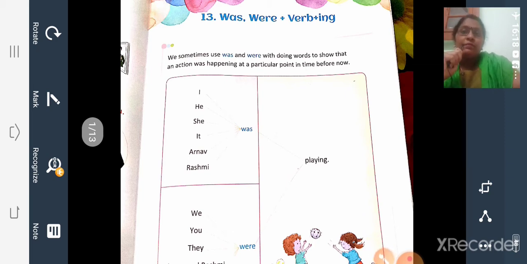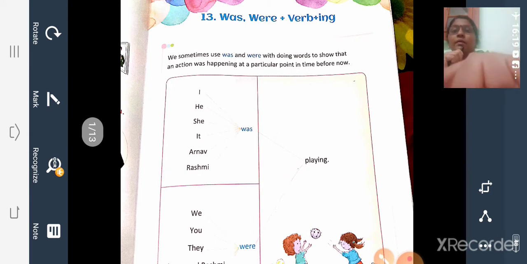So, where can we use was or were plus verb plus ing? It is used to show a continuous action that happened in the past. We use the past continuous tense to talk about actions that continued for some time in the past. Form of past continuous tense: was or were plus verb plus ing.